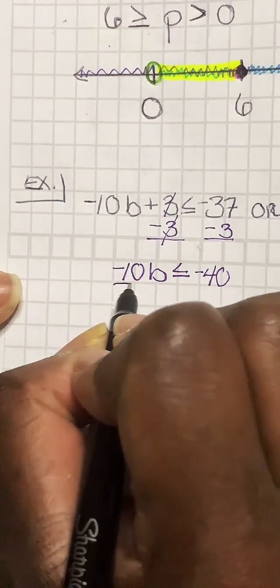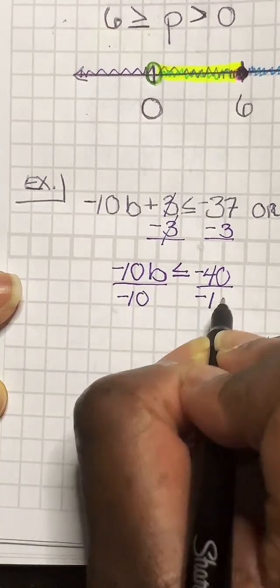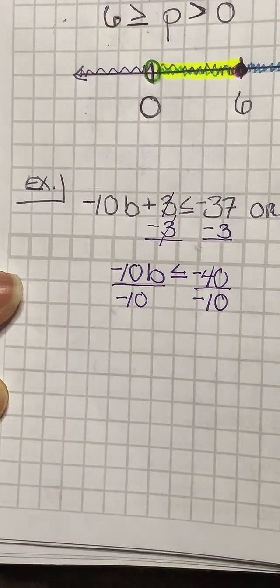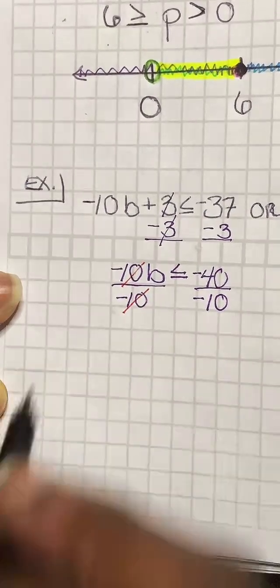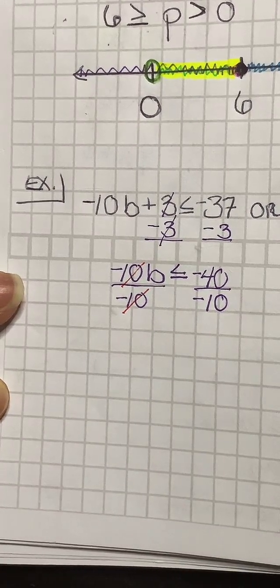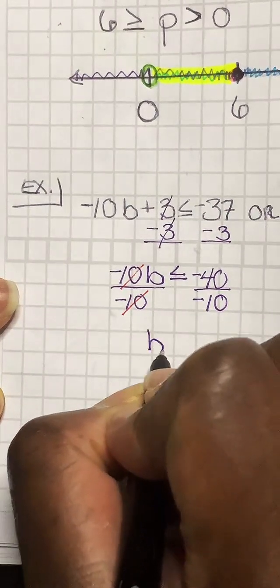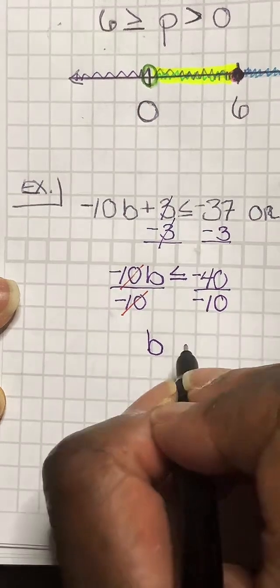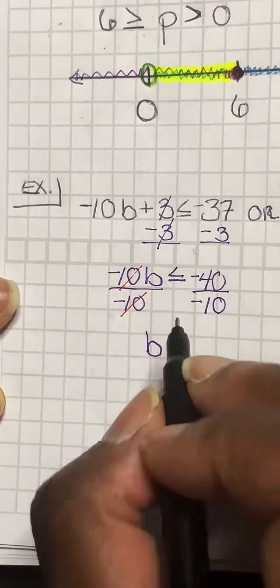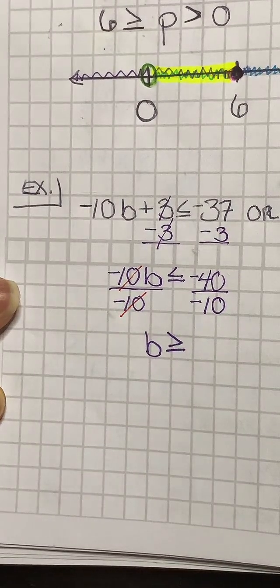Now, we're going to divide both sides by negative 10. Okay, so when we do that, what's happening? We divide by negative 10. Good. What's happening? Flip. Good. We switch the direction of the signs. So we still get our B. Instead of less than or equal to, the equal to still is there. But we're not going less than. We're going to be going greater than or equal to.